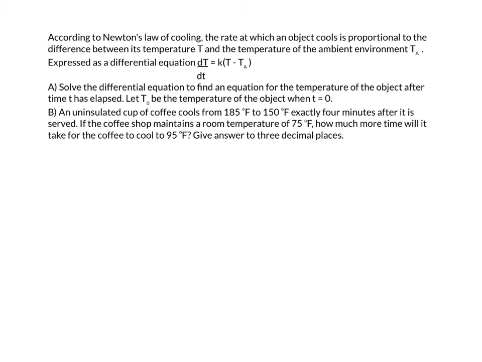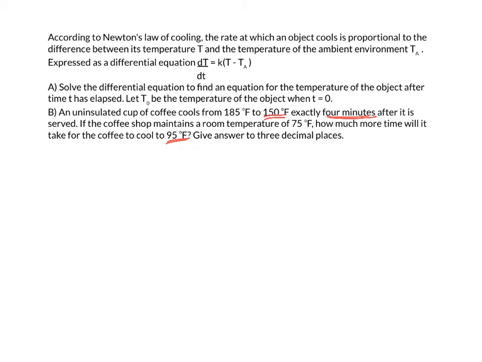All right, let's take a look at part B. An uninsulated cup of coffee cools from 185 degrees Fahrenheit to 150 degrees Fahrenheit. The surrounding temperature of the room was 75 degrees Fahrenheit. How much more time will it take for the coffee to cool to 95 degrees Fahrenheit? So it's already been cooling for 4 minutes, and it's gone to 150. How much more to get to 95?